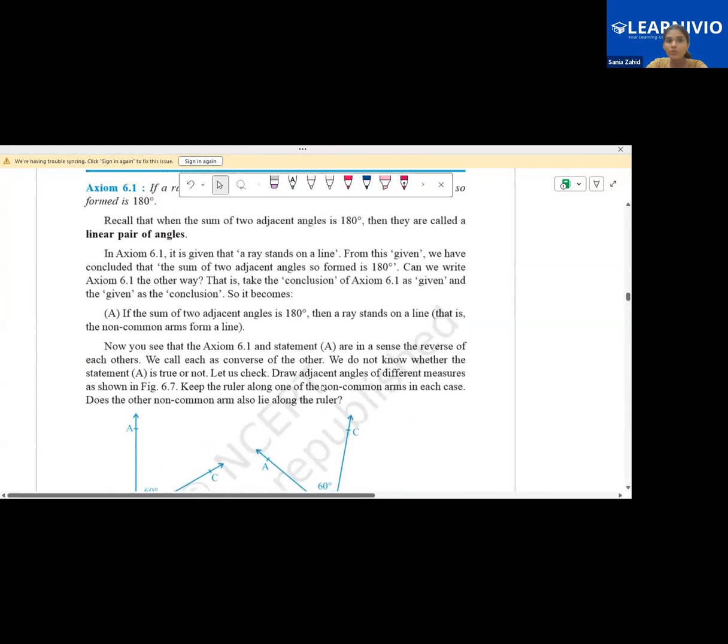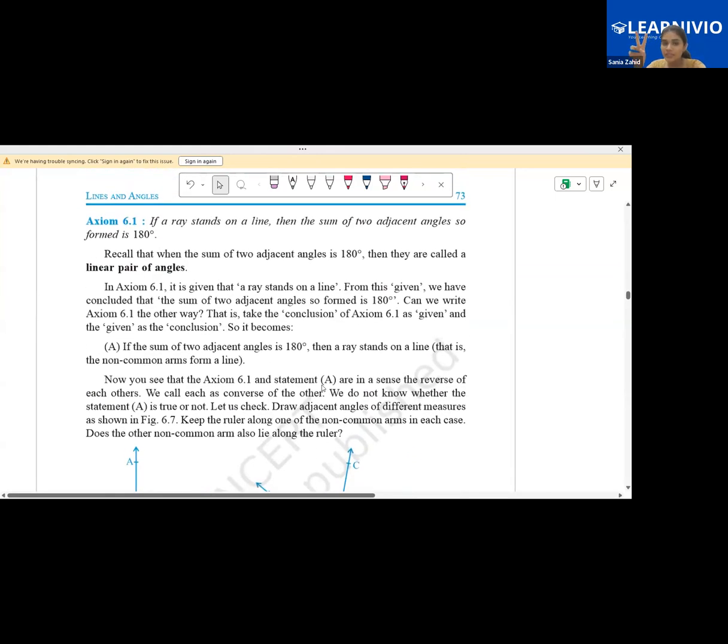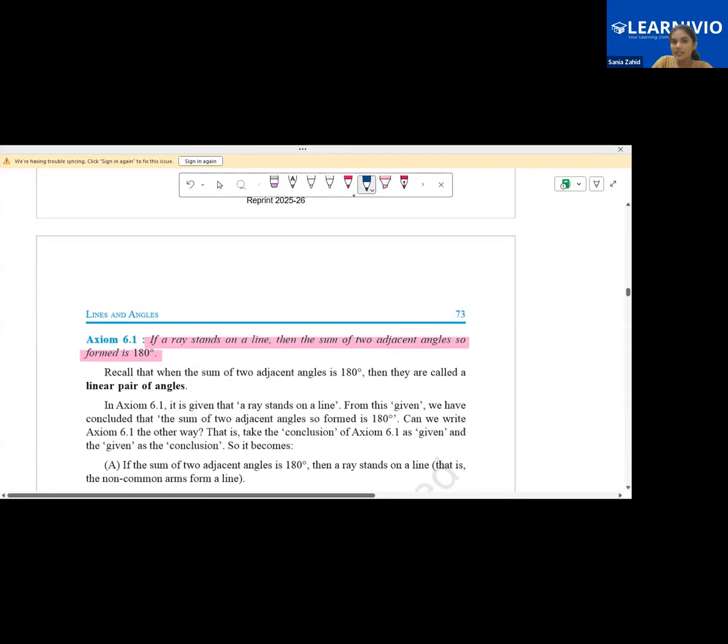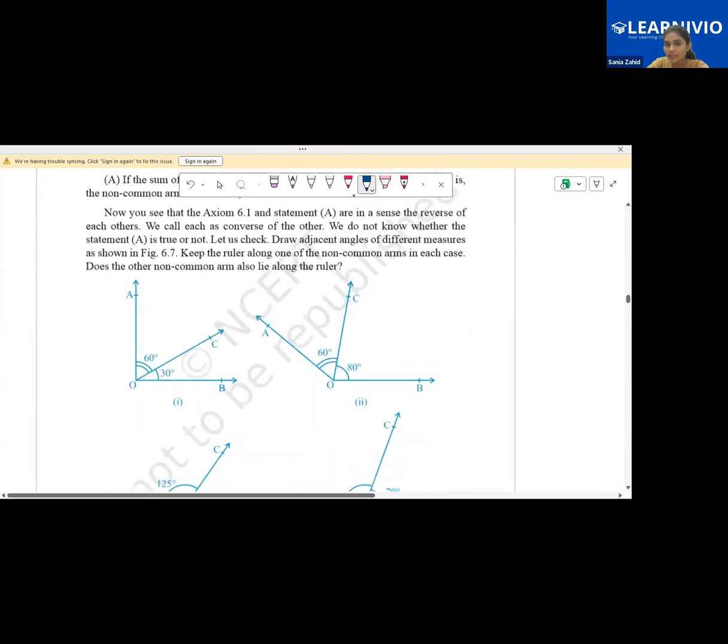Next, we came to two axioms we studied. Both axioms together form the linear pair theorem. So what is the first axiom? If a ray stands on a line, then the sum of the two adjacent angles so formed is 180 degrees. So they are telling you that if there is a ray standing on a straight line, the adjacent angles that are formed have a sum equal to 180 degrees. This is axiom number one. So this is also depicting the linear pair theorem.